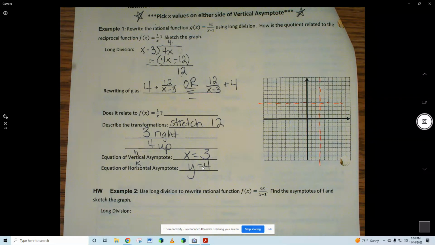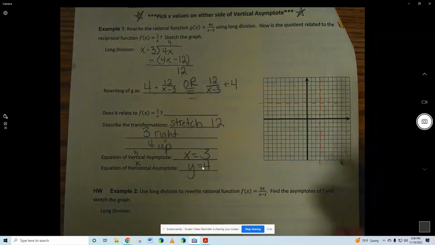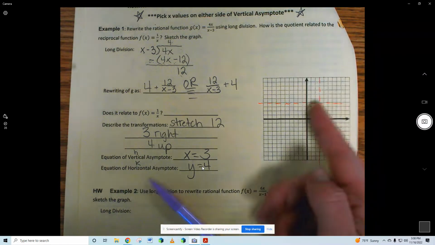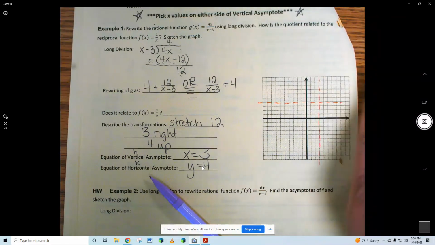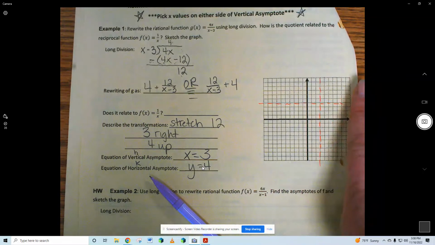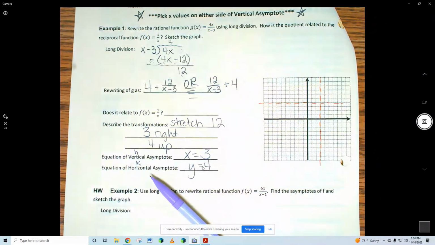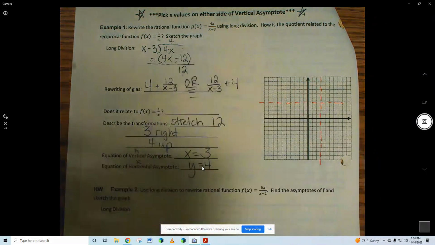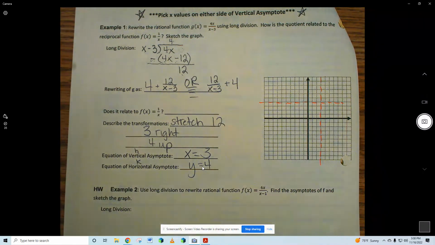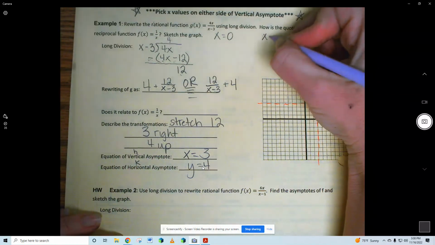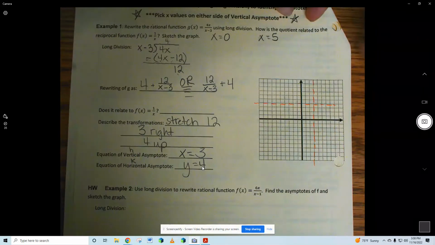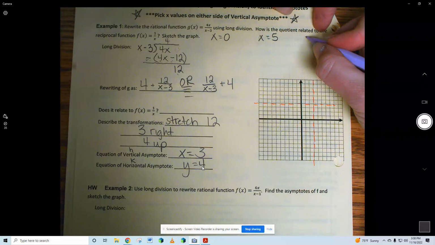So, back to what was at the start at the top of the paper. Don't make a table of values. Pick values on either side of my red line. So I need to pick something like 3 or 2 or 1. And I can also pick like 4, 5, or 6 over here to the right. So, in this blank space up here, I'm going to pick some things. I'm going to pick x. What if x is 0? What if x is 5? What if x equals 8?